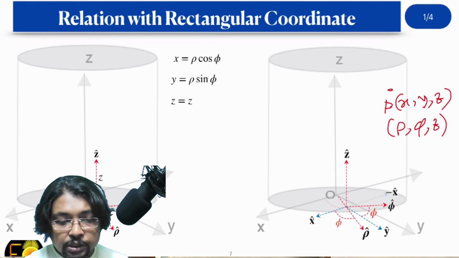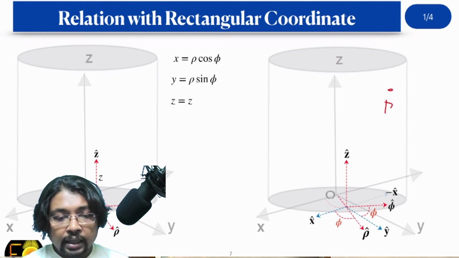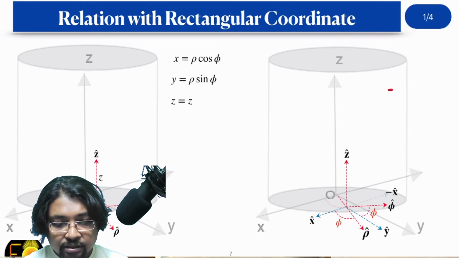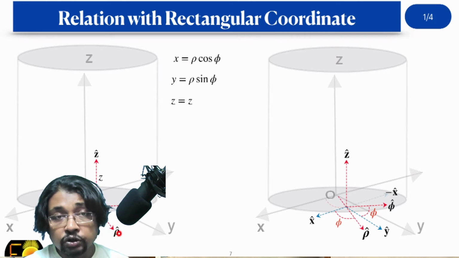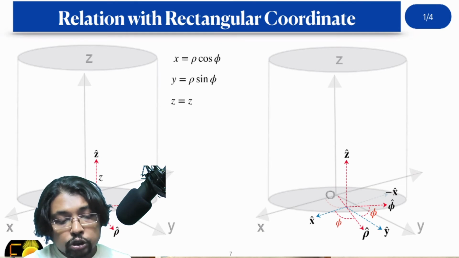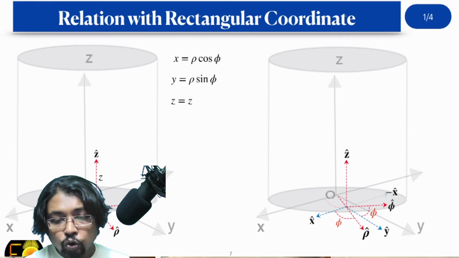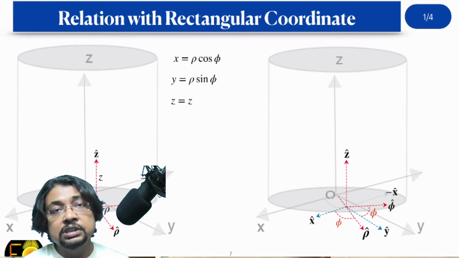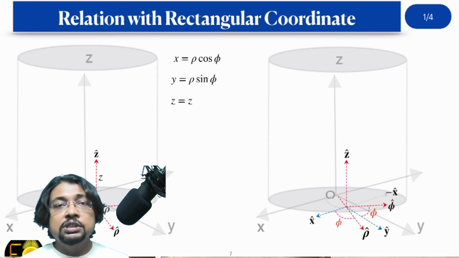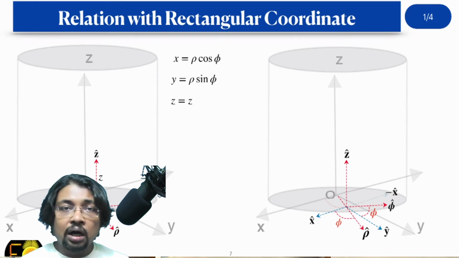From this geometry, you can easily conclude that this x, suppose this is the x point, x will be equal to rho times cos phi. This rho is the length, not the unit vector. I repeat, it's not the unit vector. So x is rho times cos phi, y is obviously rho times sin phi, and z is equal to z, because the z axis in the Cartesian coordinate system and the cylindrical coordinate system are equal to each other.